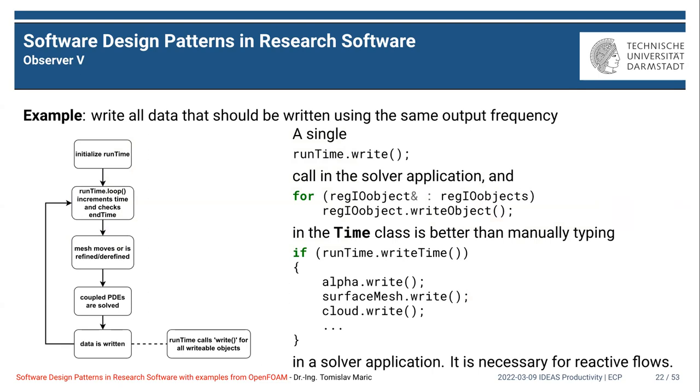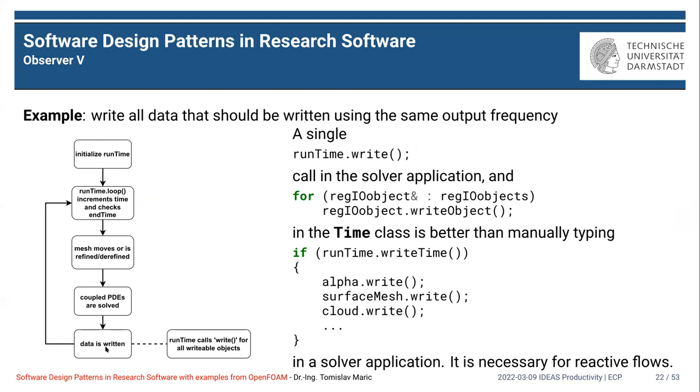Okay, another example of this is where we want to write things down. So we have a simulation code that's supposed to write things at some point, and it's supposed to write a set of things using the same output frequency. So if we look at the diagram, on the left-hand side, let's go quickly through it. We initialize the runtime, which is going to be an abstraction for the simulation time. We go into some kind of simulation loop. The mesh can move or be refined or derefined. We solve some coupled partial differential equations, and maybe the data is written.